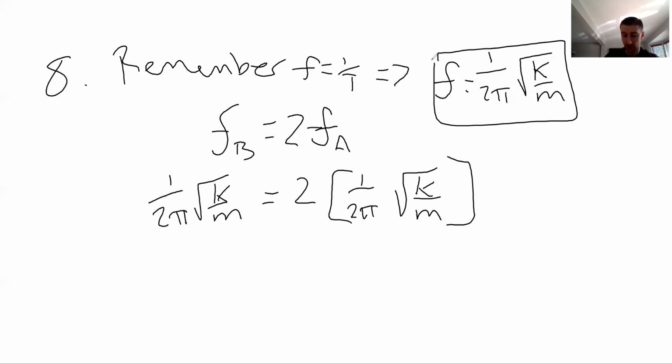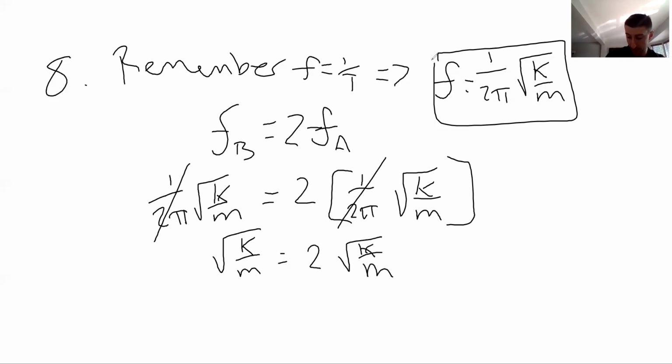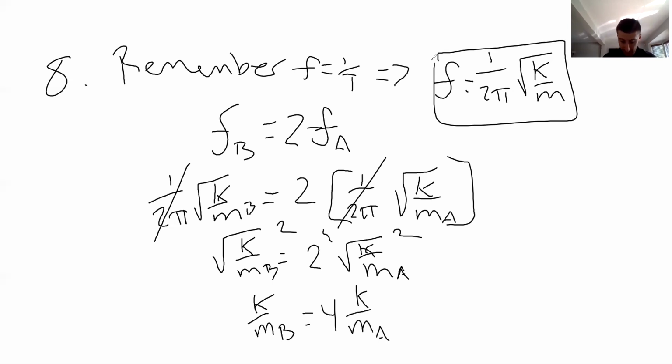So basically what I'm going to do is solve this. Right away I can get rid of these because they're going to cancel each other out. K M equals 2 K M. I should denote that this is massive B, massive A, that's going to be different. So I'm going to square both sides to get rid of the radicals. So I get K M B equals 4 K M A.